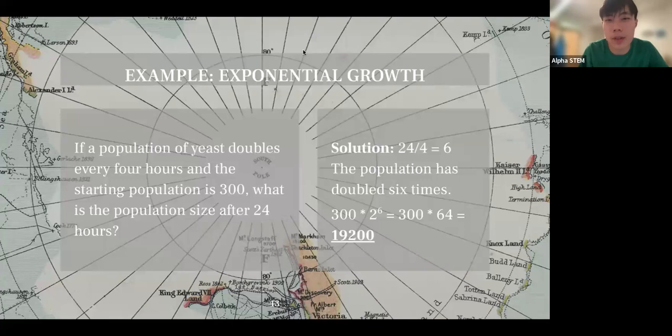And so for example, here's a basic exponential growth problem to calculate the population size of a population of yeast that doubles every 4 hours. If it doubles every 4 hours, then after 24 hours, it will have doubled 6 times. So you'd multiply by 2 to the 6th.